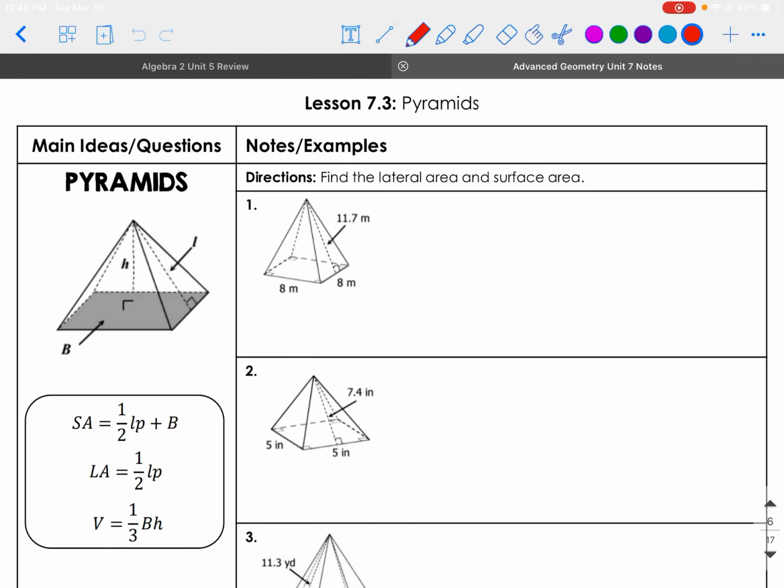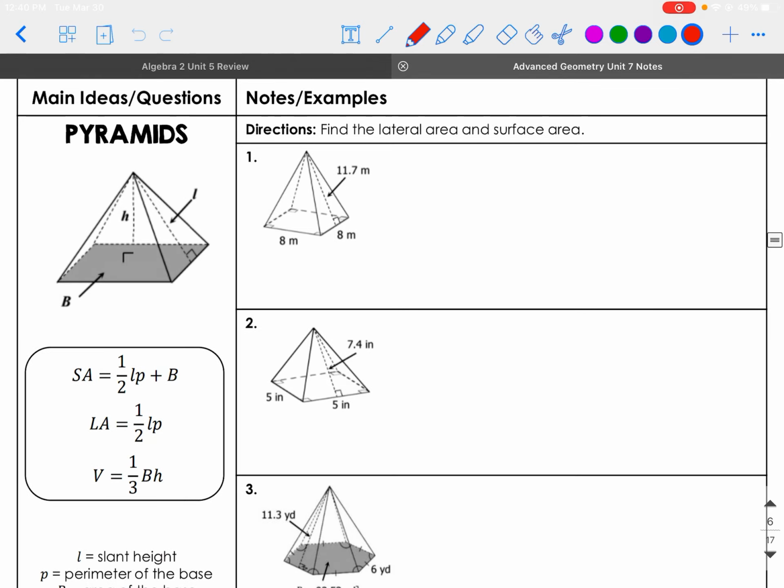Hey guys, in this video we're doing lesson 7.3, which is on pyramids. You can see here to the left there are three formulas: surface area, lateral area, and volume. Now the surface area and lateral area formulas only work for regular bases. That means that all of the sides are the same length.